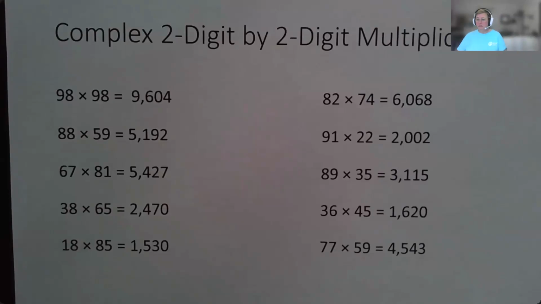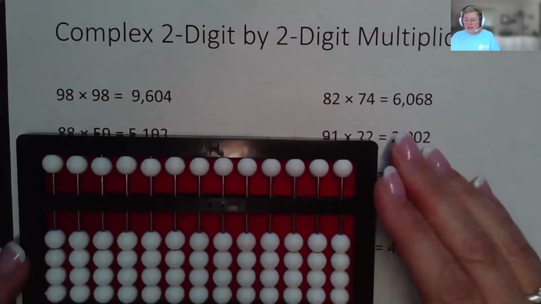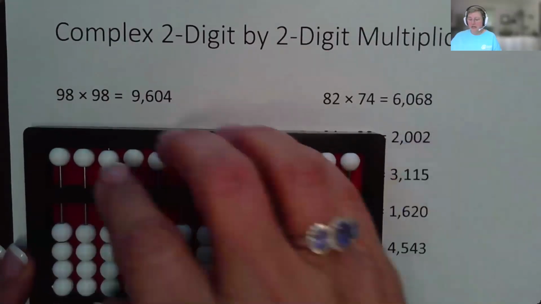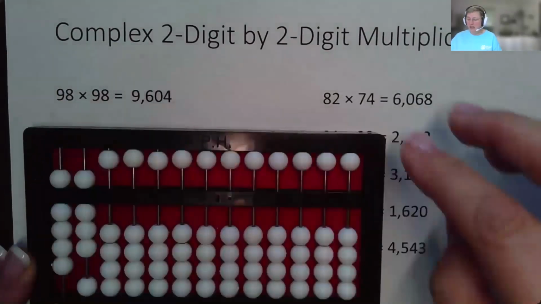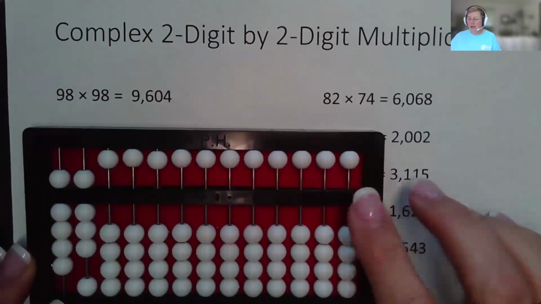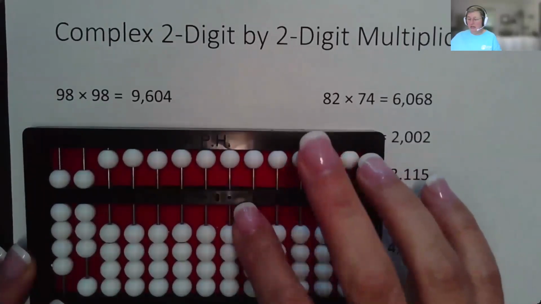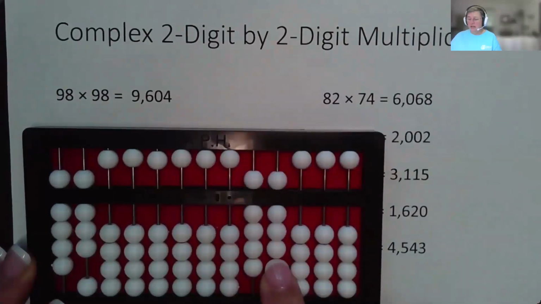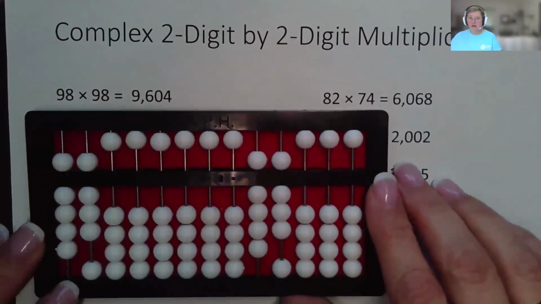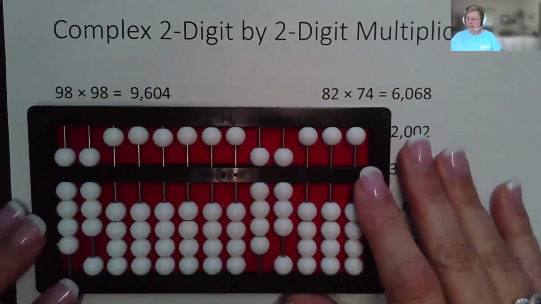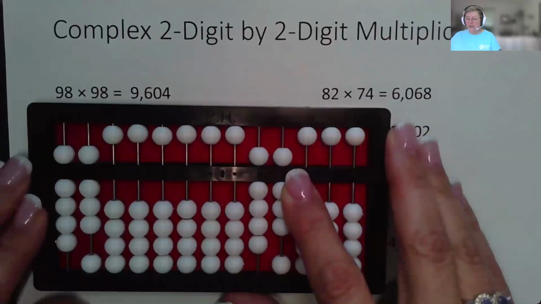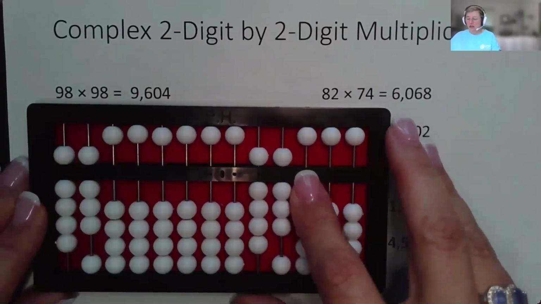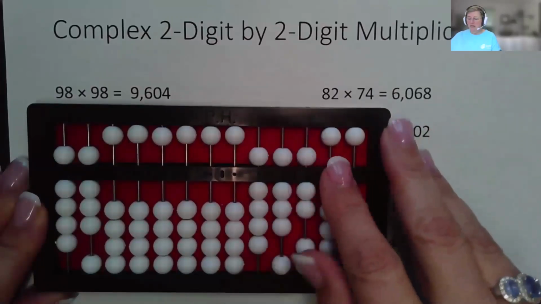Okay. Why don't we try 98 times 98? Set 98 on the left-hand side and then count over to set the other 98. 98 times 98. 9, 8. So the 9 is on the 5th rod, the 8 is on the 4th rod. We're going to roll our fingers in. All right, finger comes to an 8. 8 times what? 8 times 9. 8 times 9 is 72. Where my finger is gets a 7. Move to the right and gets a 2.